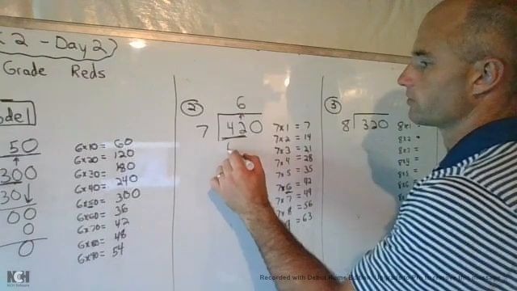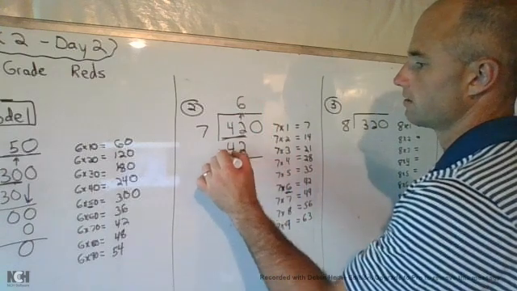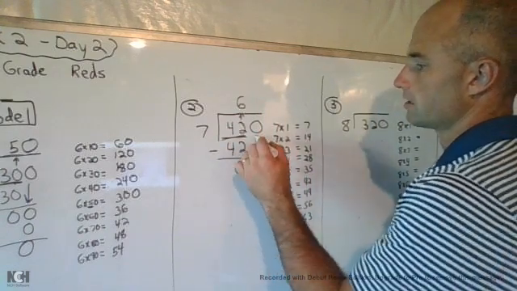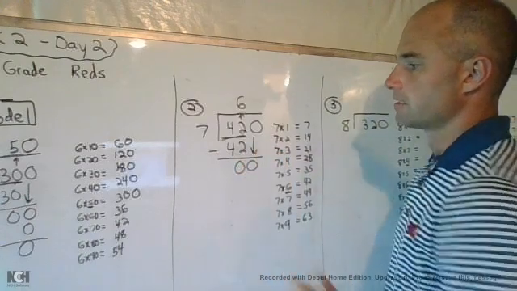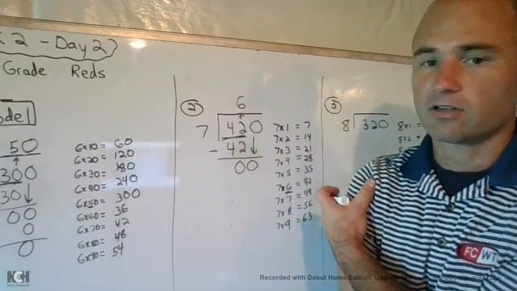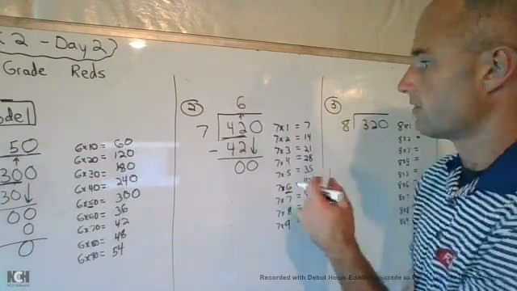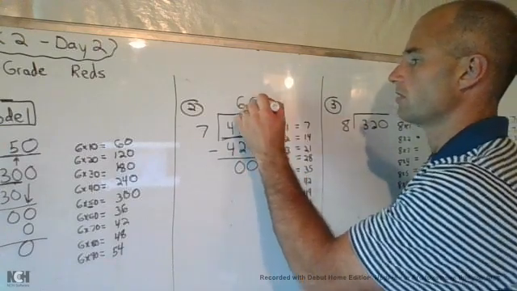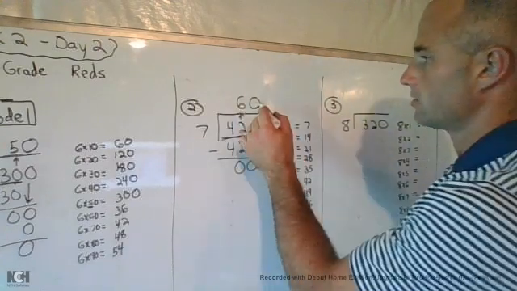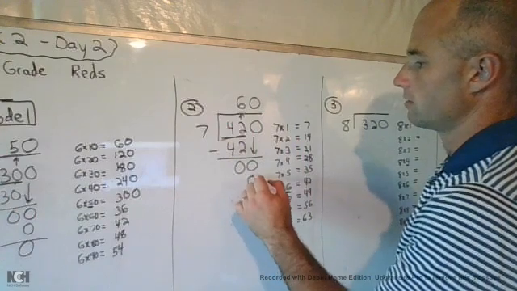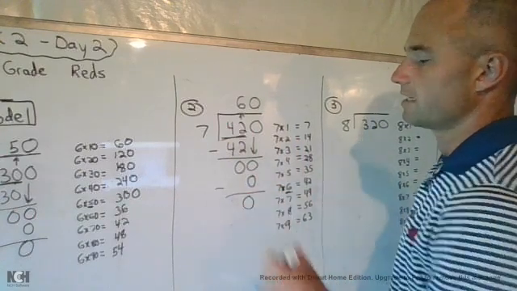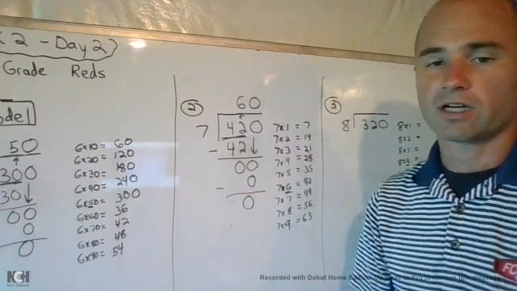6 times 7 gives you 42, exactly. You subtract. Now I'm going to bring down that 0. And now I'm asking myself, how many 7s go into 0, which is 0? And I do 0 times 7 gives me 0. I subtract, and now I officially have nothing left over and nothing to bring down.